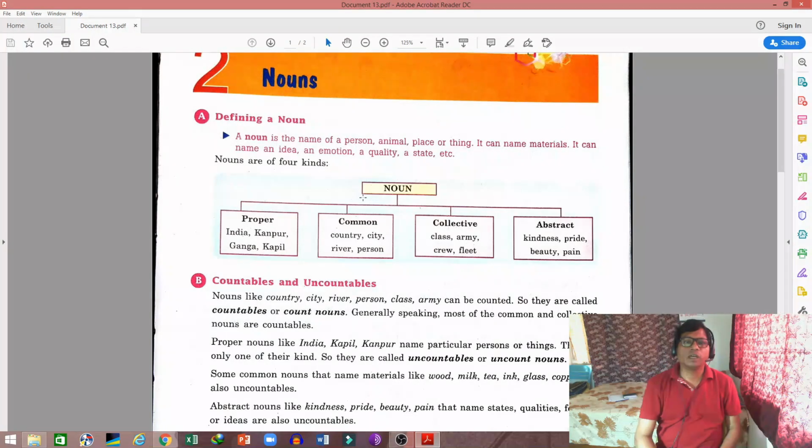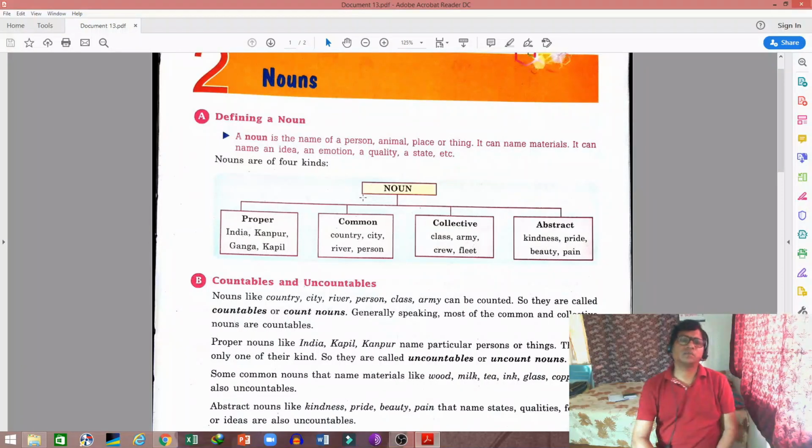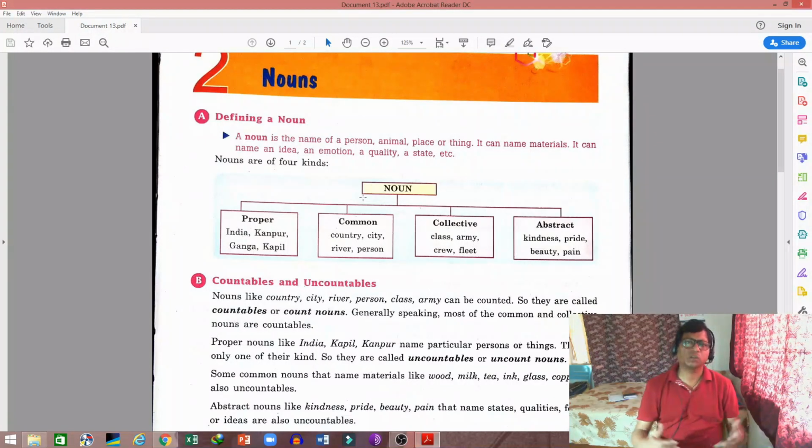So noun, look at this. Defining a noun. A noun is the name of a person, animal, place or thing. It can name materials, it can name an idea, an emotion, a quality, a state, etc. You can divide noun into four categories, but some books also write noun as divided in five categories: proper, common, collective, abstract. And some books write material noun also, like wood, gold, silver, iron, etc. Now we come to the definition. Noun is the name of anything. In very short, noun is the name of anything.